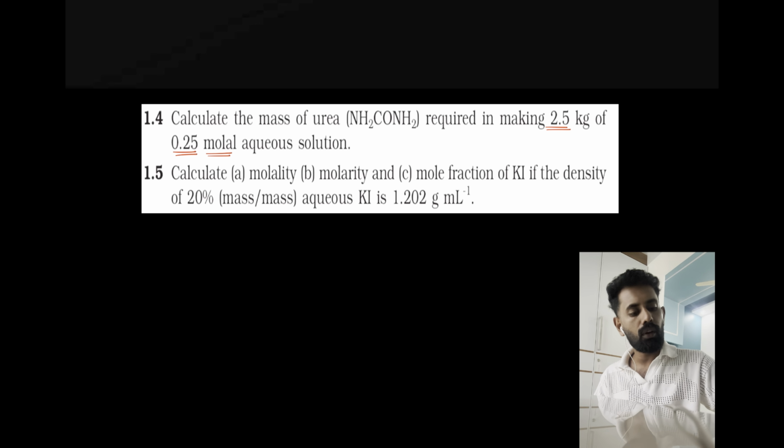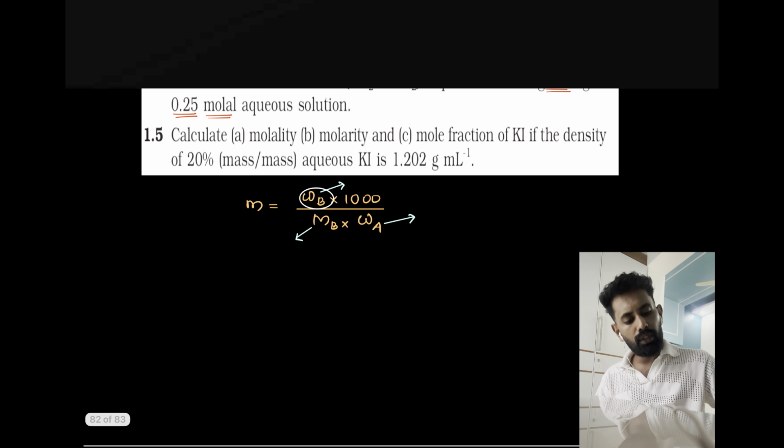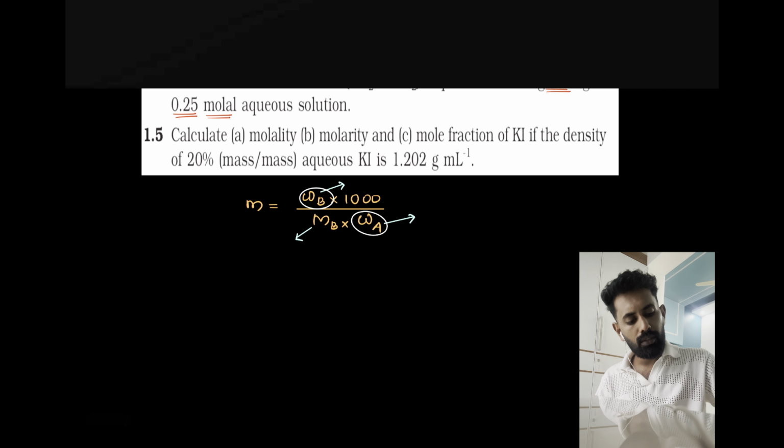This is the molality of the solution. So we know that molality is given by WB into 1000 divided by MB into WA. Here WB is the mass of solute, MB is the molecular mass of solute, and WA is the mass of solvent. The thing we have to calculate here is the mass of solute, right? Also, one more thing is absent here: we don't know the mass of solvent, right?